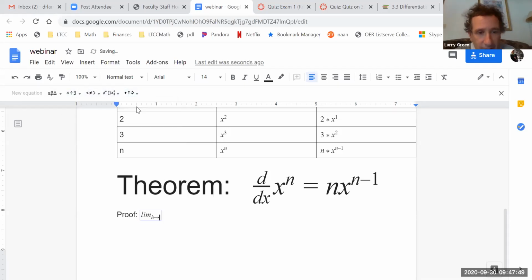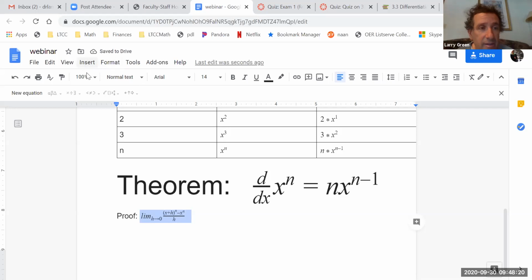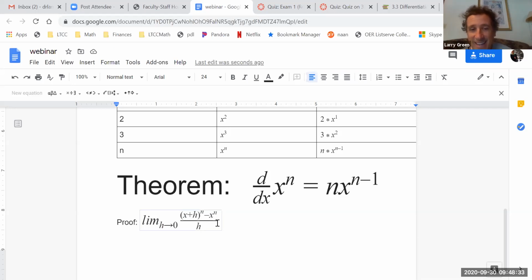There it is. And now we're going to have a fraction. And the fraction is (x plus h) to the n, minus x to the n, all over h. Make that bigger so you can see it. Any questions on that?